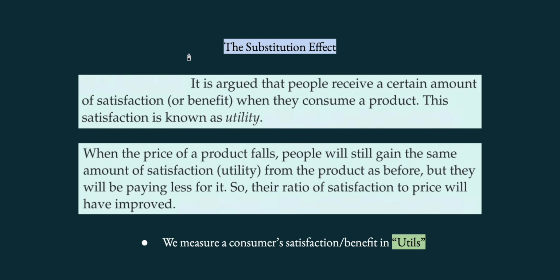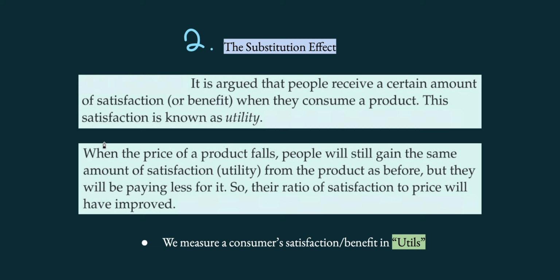Okay, and the second assumption underlying the law of demand or explaining why it exists is the substitution effect, okay? So it is argued that people receive a certain amount of satisfaction or benefit when they consume a product. This satisfaction is known as utility. So this is a very important concept, but essentially it's just stating outright that we buy things because we get benefits from them, which absolutely makes sense. Like, why would we buy something if we don't want it or it wouldn't help us in some way? Okay, so every single thing we buy gives us some utility or benefit in some way.